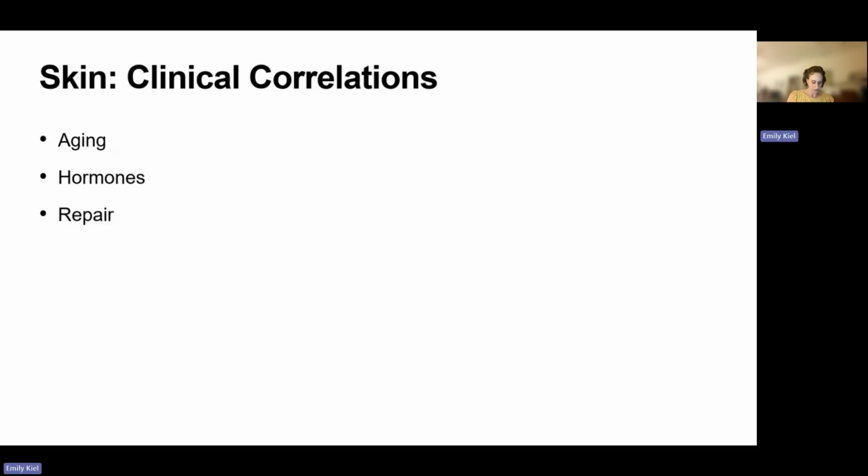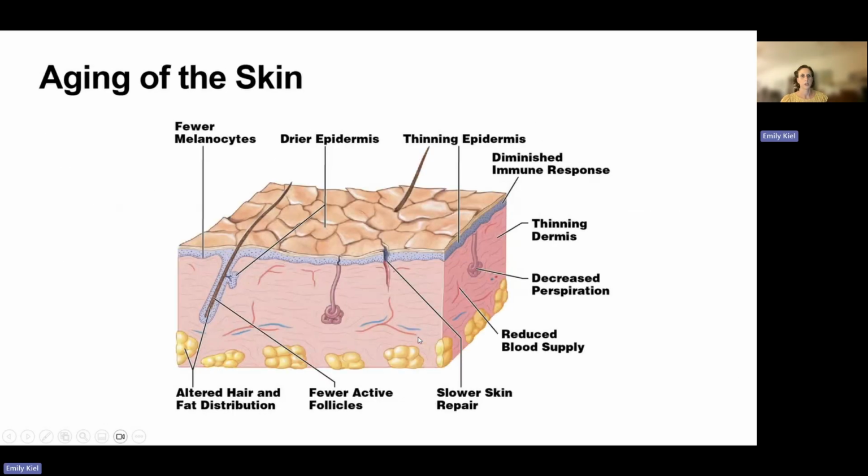And finally, some clinical correlations for our skin, specifically aging, hormones, and repair. So a couple of things happen as skin ages. We have fewer melanocytes, so we're going to be more sensitive to sun exposure. The skin is drier because we're having less sebaceous glandular secretion, and the epidermis is thinner. We're going to have less of an immune response. We're going to have a thinner dermis.